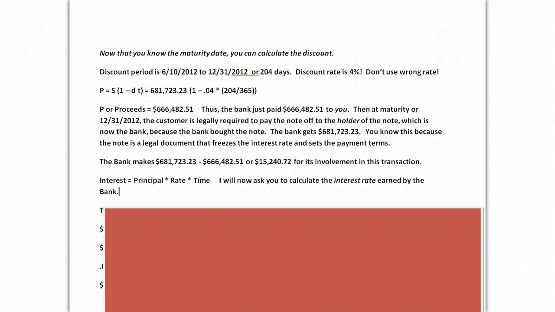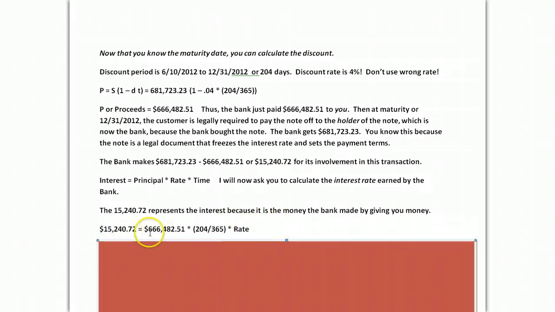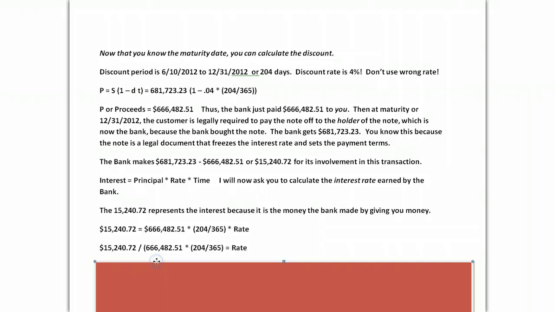And one way to do that, let's just assume that you forgot the formula for conversion. Just do interest equals principal times rate times time. So we go here and we have the $15,240.72 is the interest, because that's what the bank made by giving it to you. So interest equals principal times time times the rate, and this is just simple algebra.